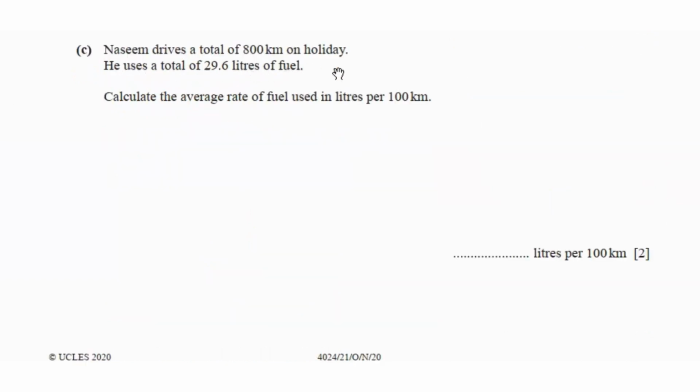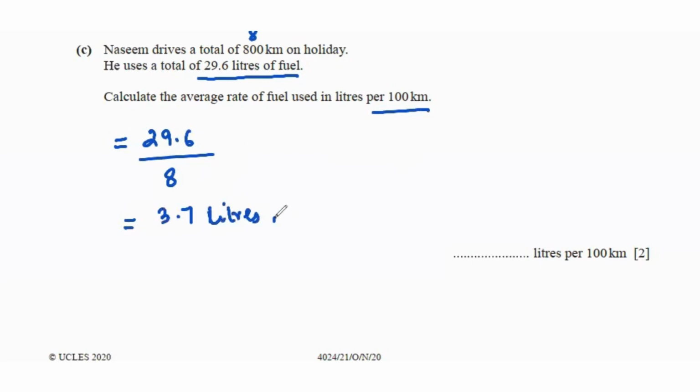Naseem drives a total of 800 kilometers on holiday. He uses a total of 29.6 liters of fuel. Calculate the average rate of fuel used in liters per 100 kilometers. So 29.6 liters of fuel is being used. So 29.6 divided by 8. Why divided by 8? Because the average rate is per 100 kilometers, so 800 kilometers becomes 8. And 29.6 divided by 8 equals 3.7 liters per 100 kilometers.